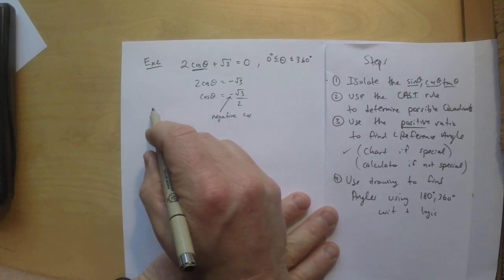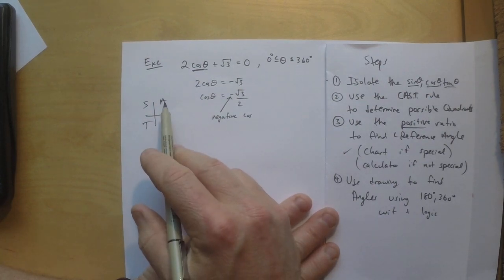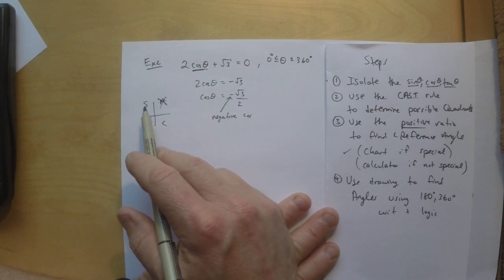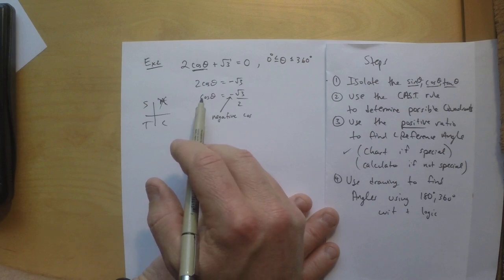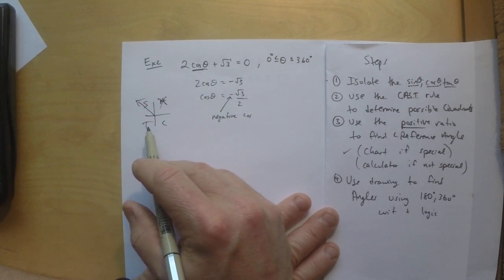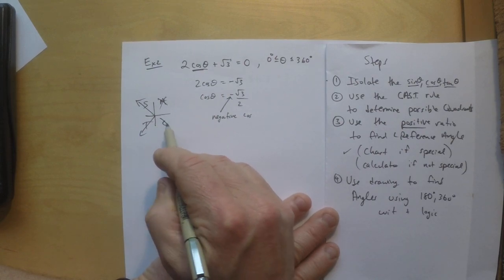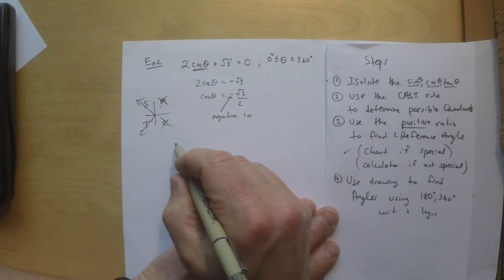So I'd think about my cast rule for a minute. All suckers take cocaine. Is it this quadrant? Nope, that's all positive. Is it the S quadrant? Yeah, because sine's positive, cos is negative, so it must be quadrant 2. Tan quadrant? Yeah, tan's positive, the rest are negative. And the cosine quadrant is definitely not negative, so it's quadrant 2 and 3.